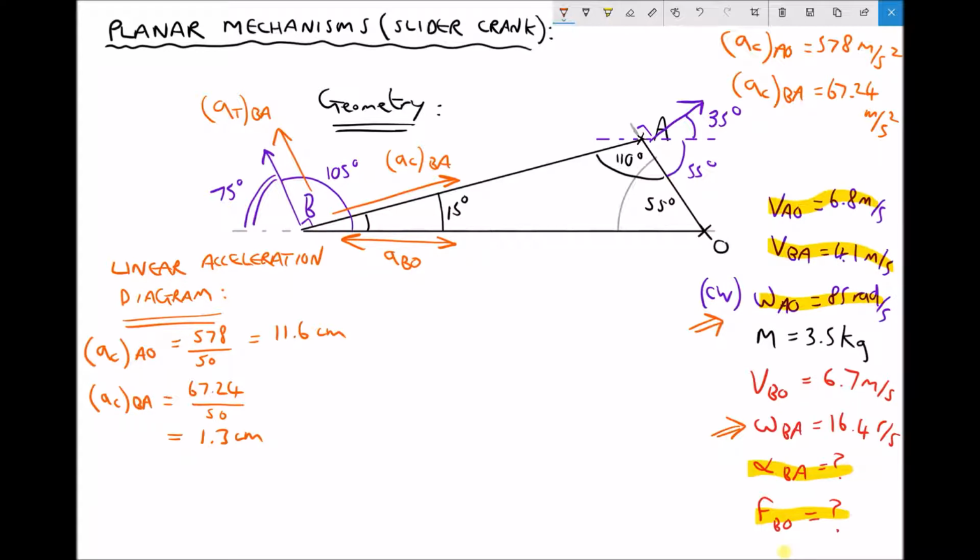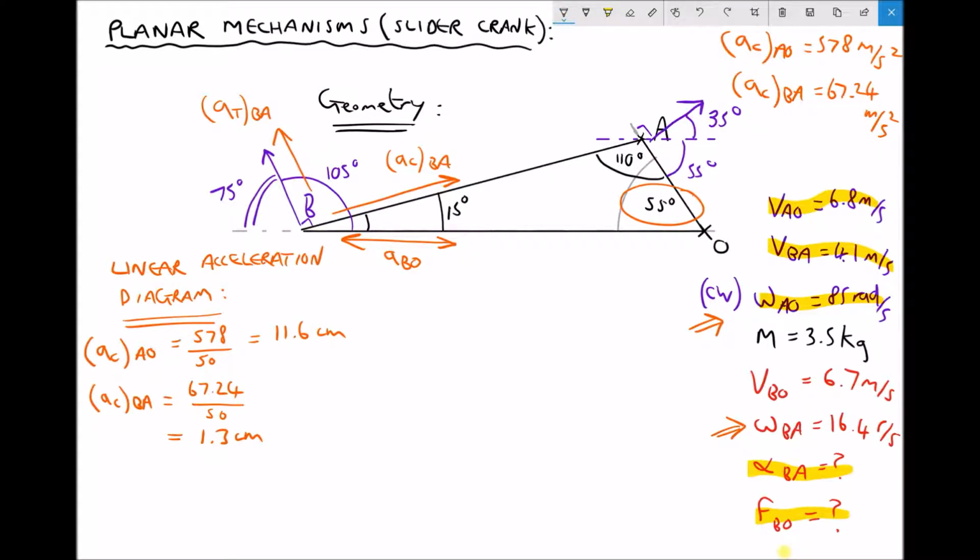And I've just done each of those to the nearest 0.1 centimetres, or nearest millimetre, as that's something that I should be able to draw with a relatively high degree of accuracy. So I need a vector AO of length 11.6 centimetres at 55 degrees from the horizontal. Recall that the centripetal acceleration acts in the same direction as the linkage, towards the centre of the motion. So from A towards O.